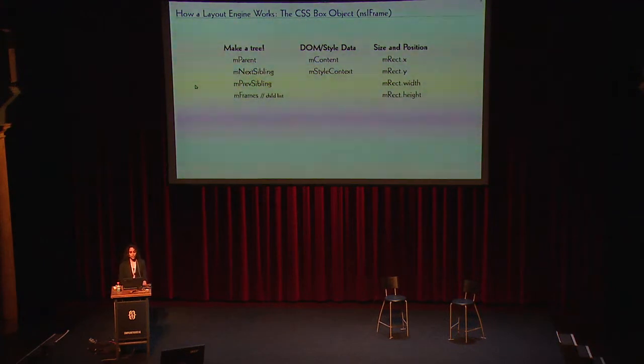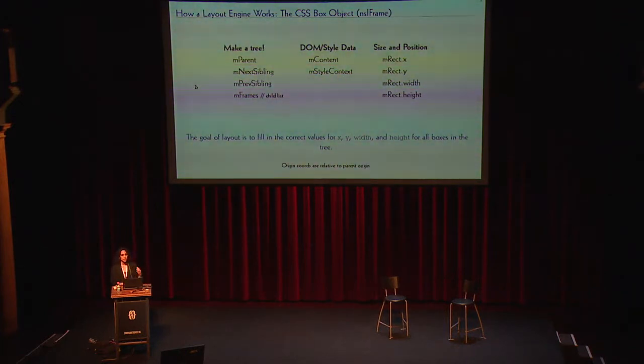And then we have what is effectively the output of layout, which is the size and the position of the box. Boxes are all rectangles, so we have a width, a height, an X and a Y position. The goal of the layout is to fill out the mRect structure, basically, and the origin coordinates are relative to the parent as opposed to the entire document, so that when you move an element, all of the stuff in it just moves and you don't have to do any extra computation on it.